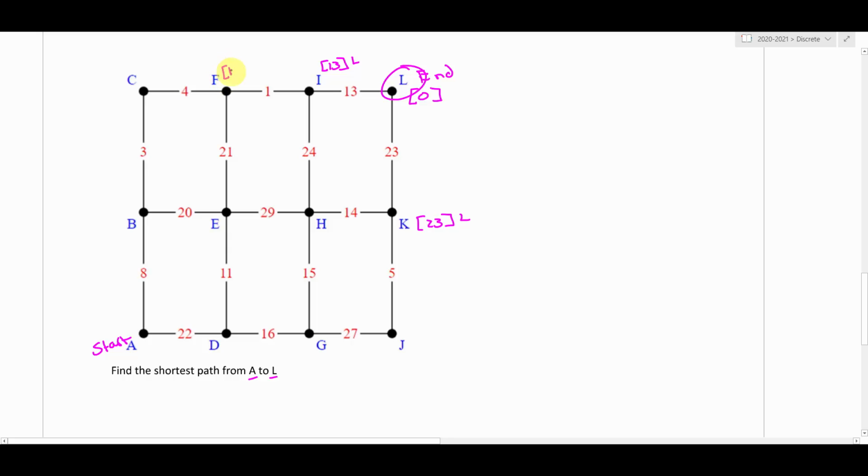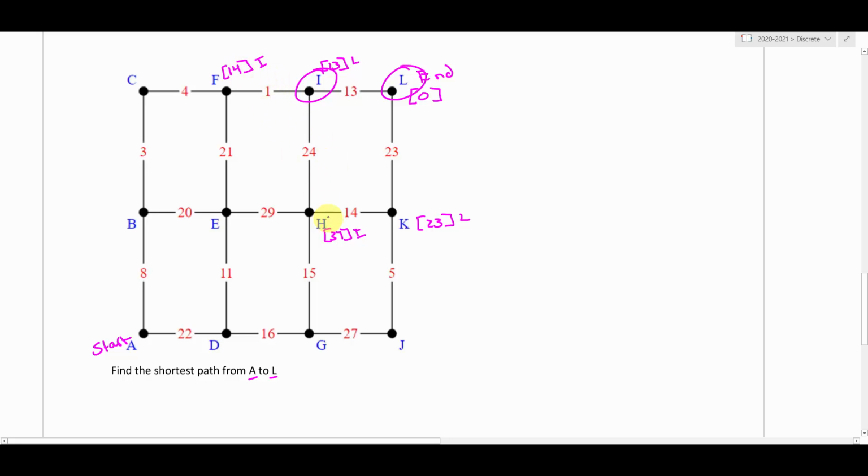So F is 14 away from the end, and I'm going to put an I next to that one. We do the same thing down here, right? 13 plus 24. So H is 37 away from the end through I, and now I is done. So I circle it. I don't want to go back to it.